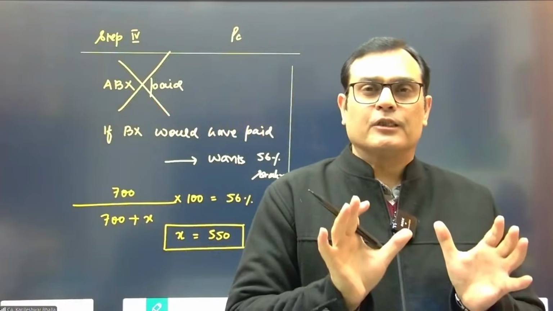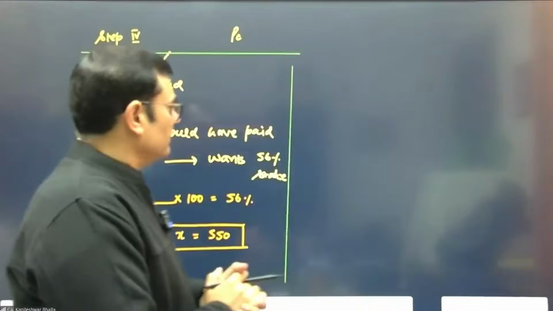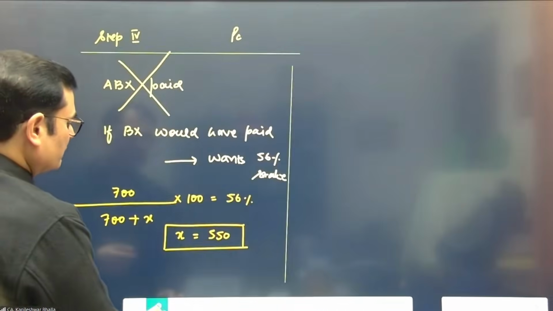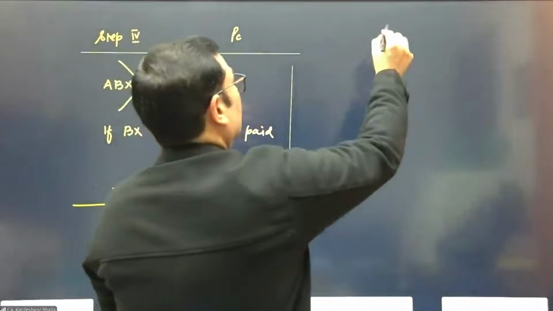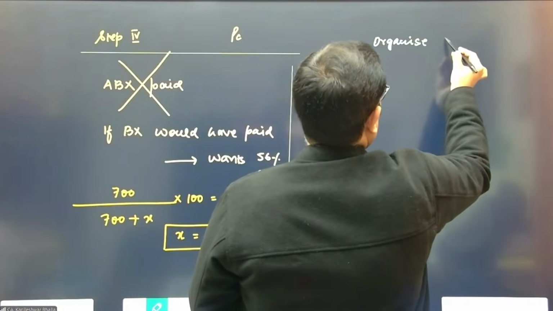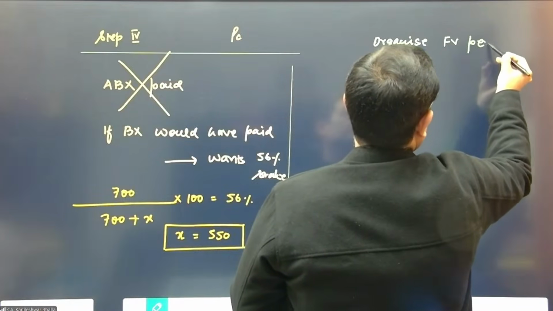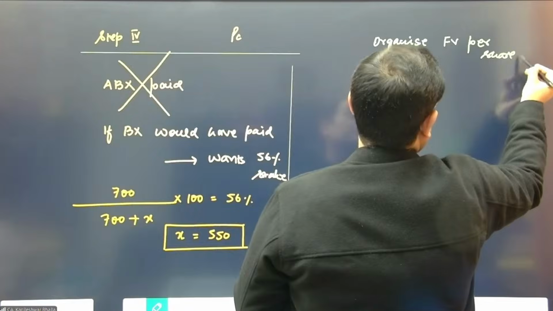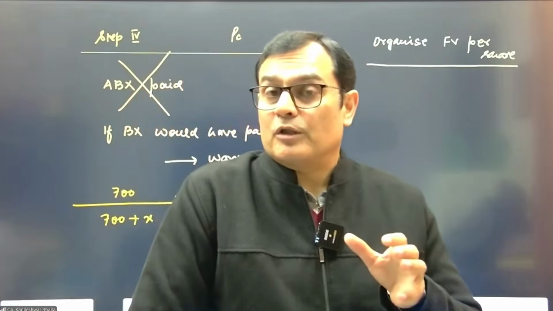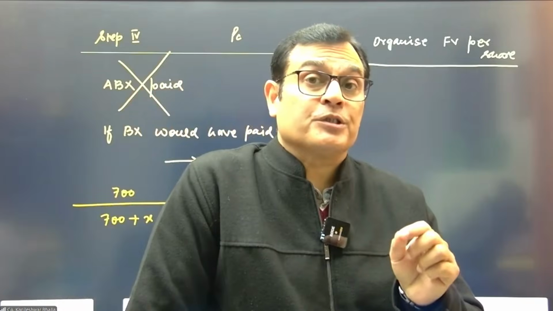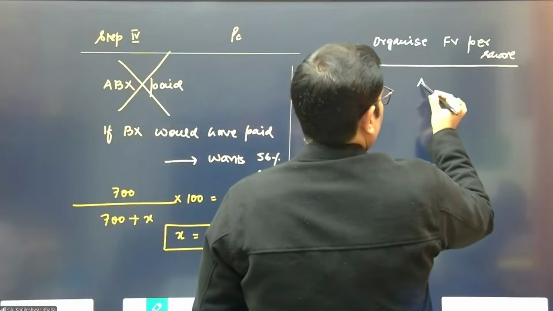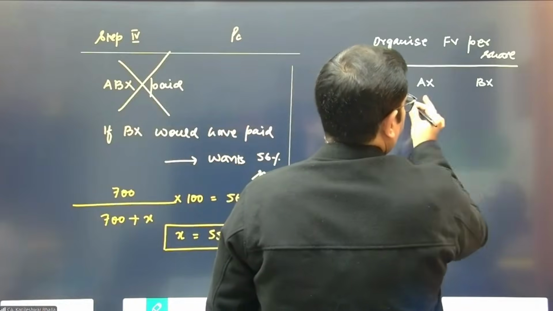So let's calculate the fair value of the shares issued. But the problem is I don't even have the fair value. So another thing I need to do at this stage is organize the fair value per share as well. Because unlike the previous question which we did, where the fair value of the shares was clearly given, in this case I do not know the fair value of the shares of AX and BX. So let's also organize the fair value of AX and BX for the purpose.